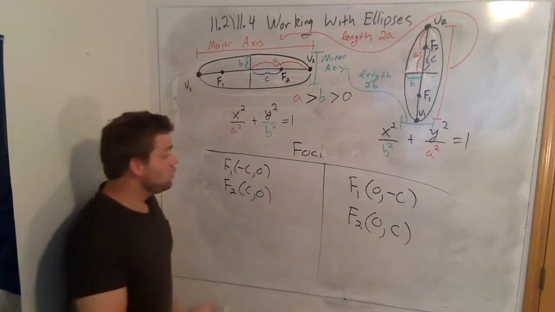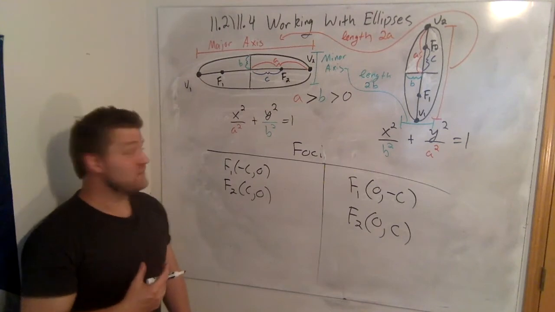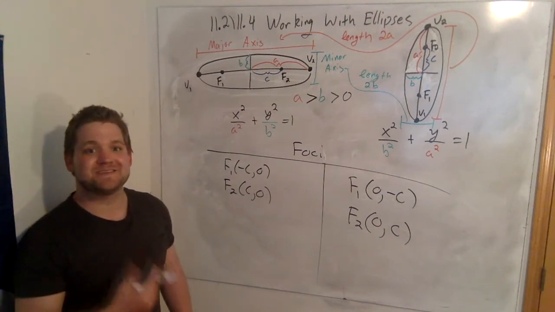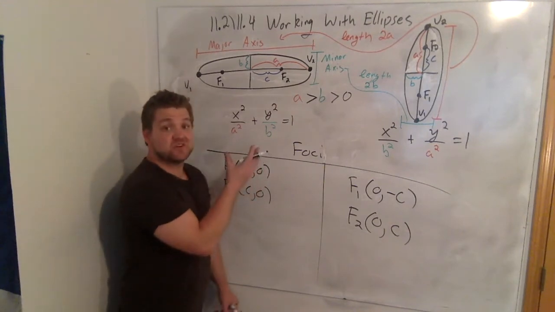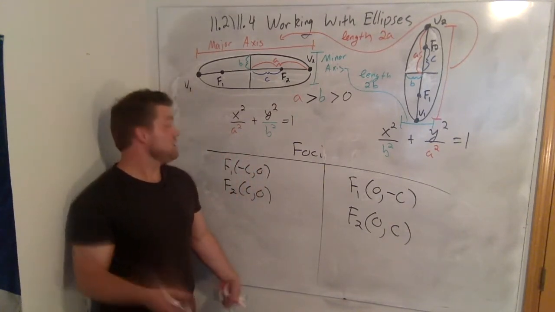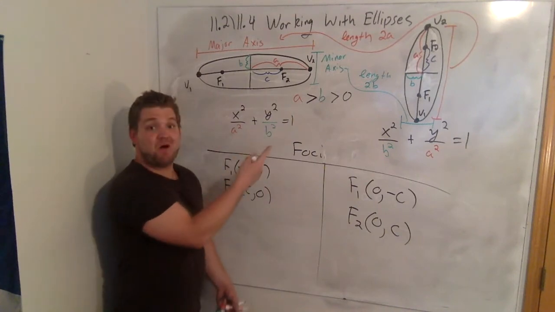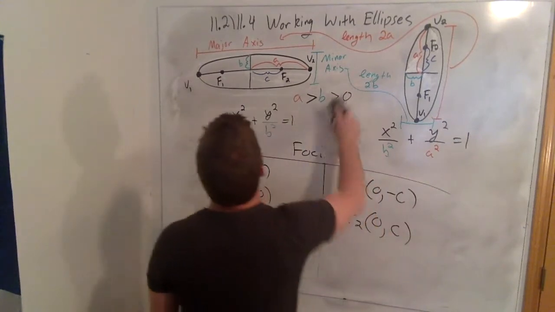Okay. Well, a useful tool that we actually saw in the last video is a relationship between the A's, the B's, and the C's. Oftentimes when you're given the equation of an ellipse and you're trying to sketch it, you want to figure out where the focus is. But you would only know what A and B are. So how can we figure out what C is? Okay, I'm going to draw this picture.